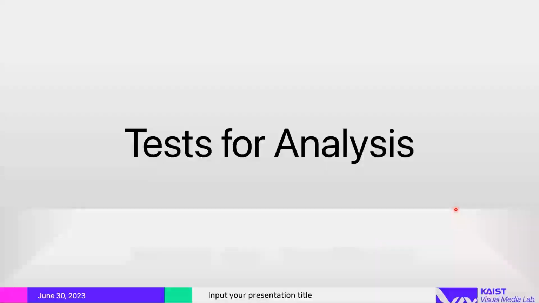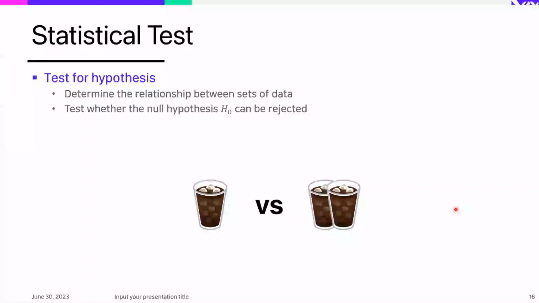So people came up with a way to analyze this data other than just directly comparing the mean. And this statistical test focuses on either accepting or rejecting a hypothesis. It is to determine whether the relationship between the sets of data significantly exists or not.